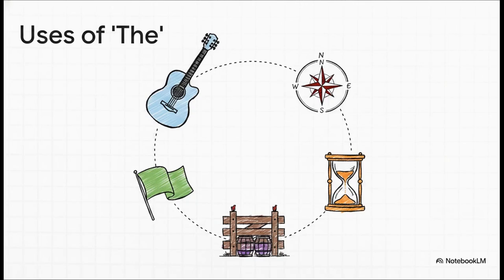You'll also use the in a few other very specific cultural contexts. We use it before musical instruments, like she plays the guitar. You'll use it for nationalities as a whole, like the French. Same goes for compass directions, specific blocks of time like the 1990s, and major historical events like the French Revolution. If you notice the pattern, they all represent something defined, globally known, and singular in human history or culture.